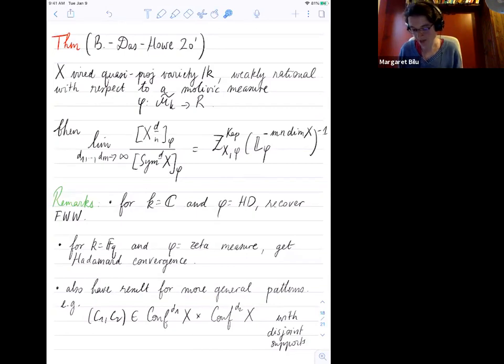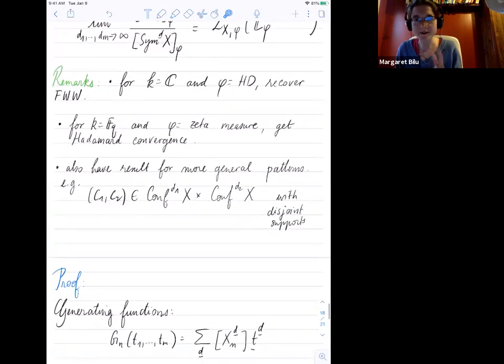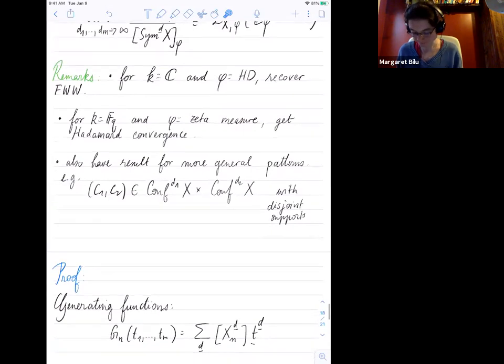But in particular, we can do spaces like this where we have two configuration spaces, and we want pairs that are disjoint. Okay, and if I can have 1 minute, well, 2 minutes, I can give you the proof, because it's very short. So the proof is just a generating function proof.